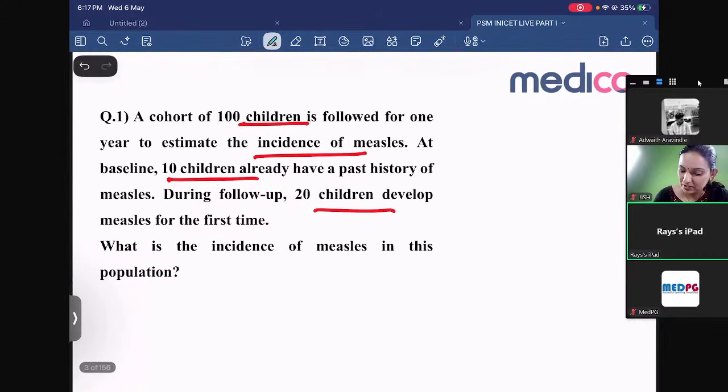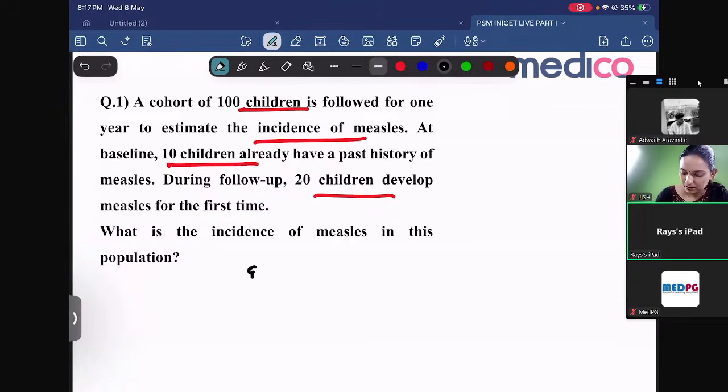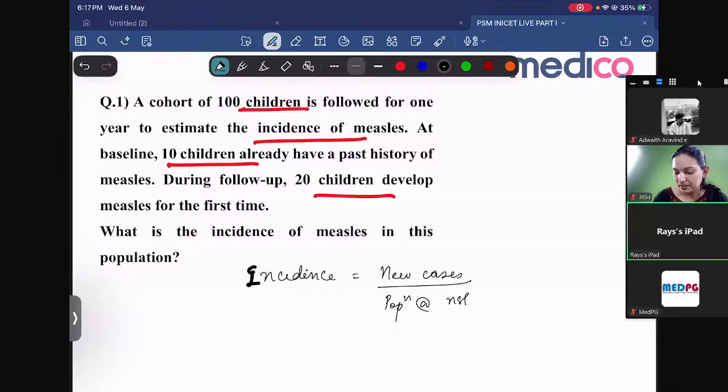So what is the formula for incidence? Incidence is the total number of new cases divided by, is it the total population? No, it is the population at risk. So new cases by population at risk will give you the incidence. In this question, the total number of new cases is 20. 20 divided by the denominator. Always remember for incidence, the denominator is the population at risk. So you cannot take the total 100 here in the denominator, because you have to subtract the 10 who have already had a past history; they are not at risk anymore.